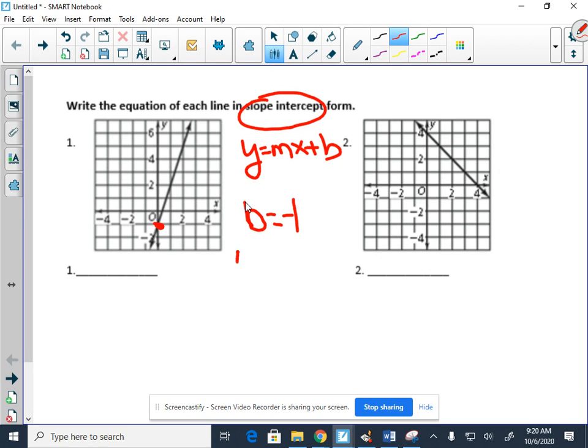So then, what's m? Find another corner. I think there's another corner here. And to get to that corner, I have to go up 3 and over 1. So the slope is 3. Now you have m and b. Then you have to fill in the blank and say, here's my equation. y equals 3x, subtract 1.